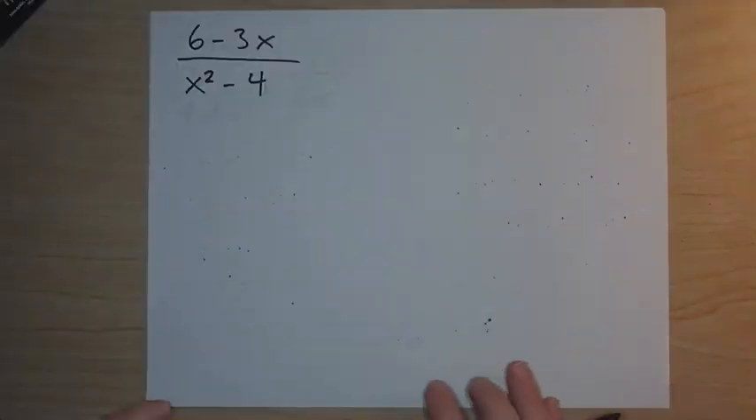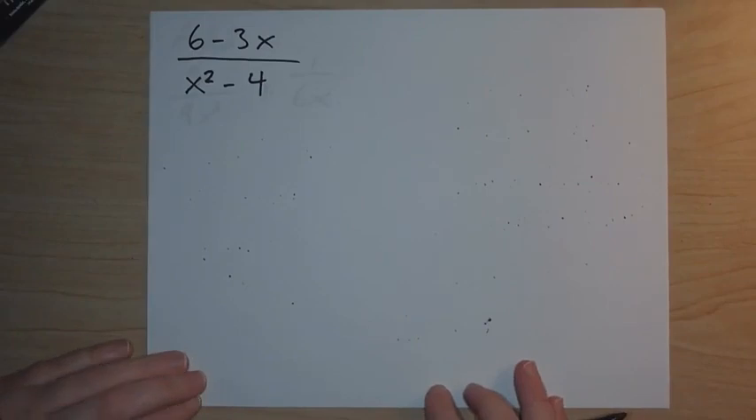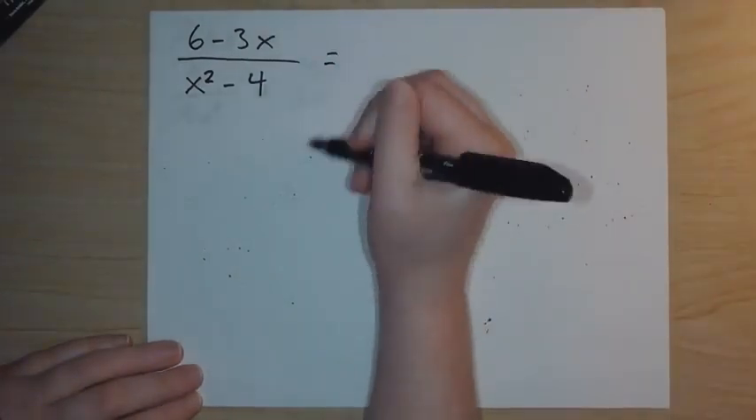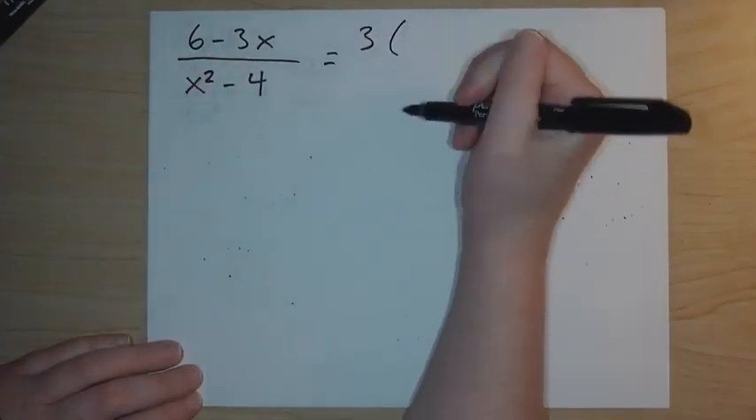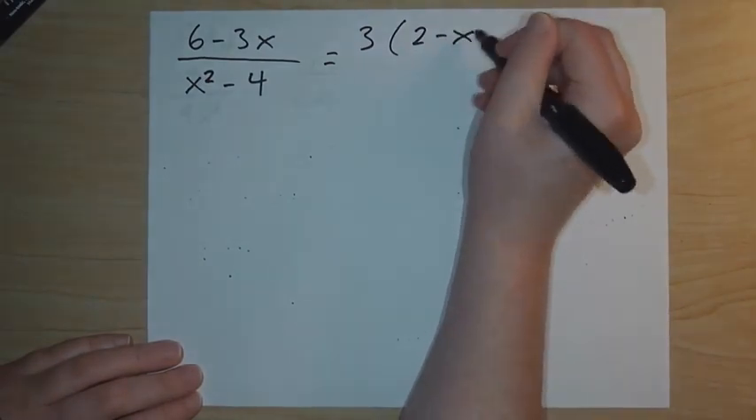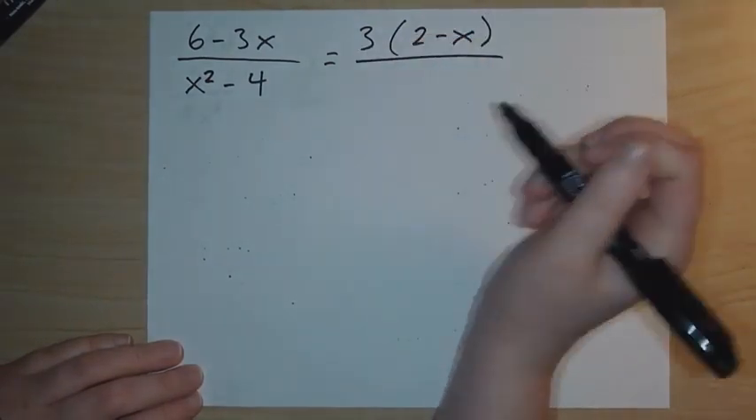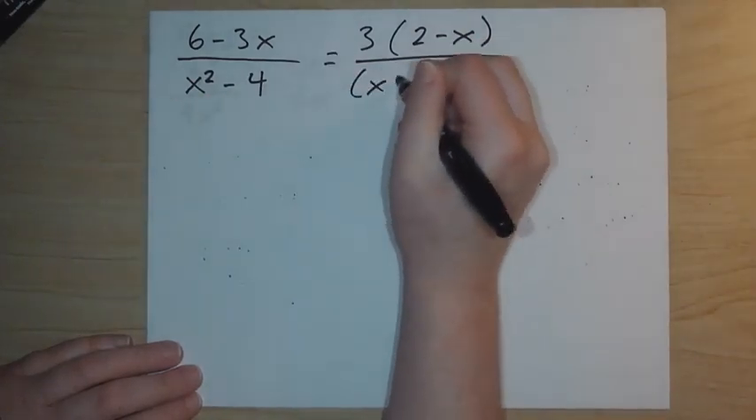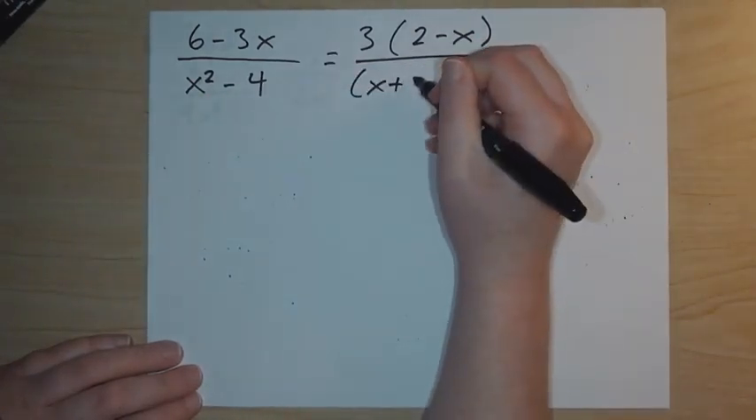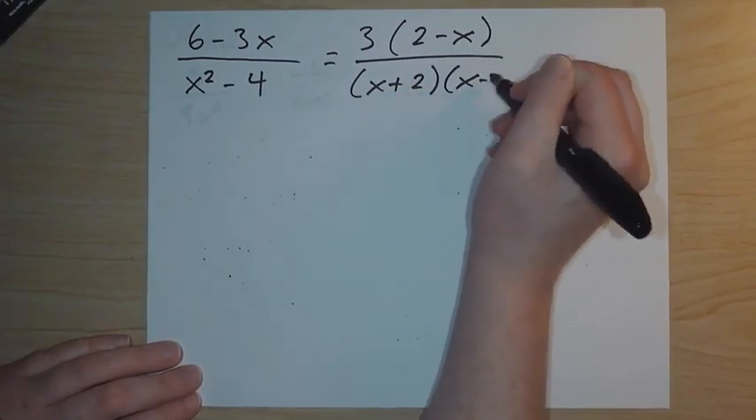Another example is 6 minus 3x over x squared minus 4. We're going to factor these. So 6 minus 3x, we can take out a 3. We are left with 2 minus x. And then on the denominator, this factors to x plus 2 and x minus 2.